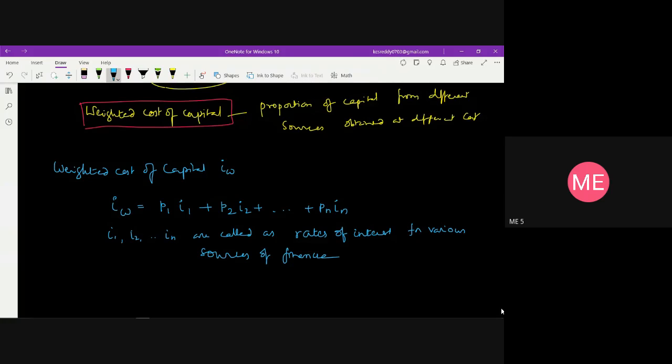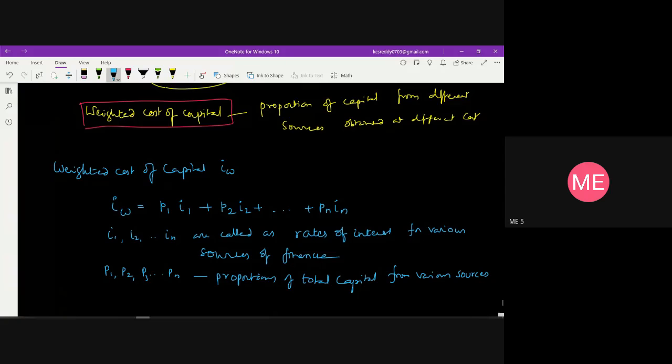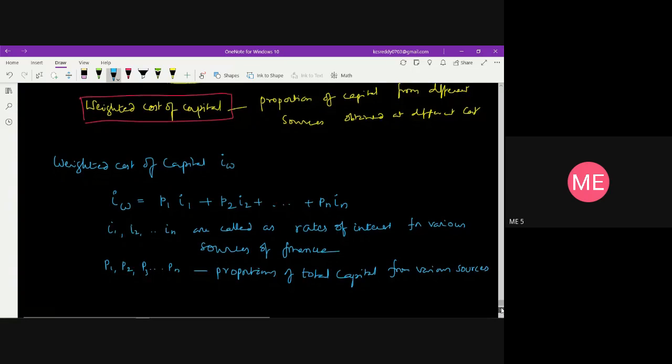Similarly, P1, P2 and so on, Pn, are the proportions of total capital from the various sources, meaning where we are going to get it from. So this is the equation for weighted cost of capital.